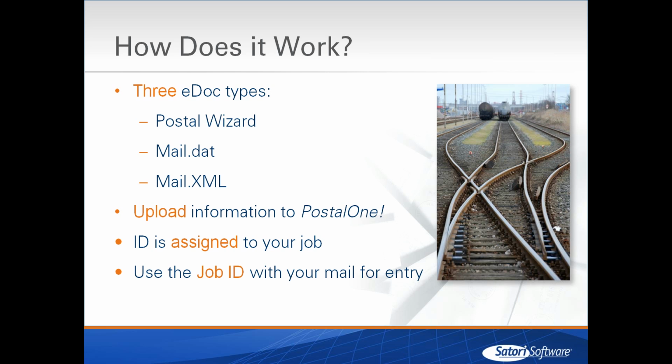Now, with all 3 of these different types of electronic documentation, you'll be sending all this information directly into Postal One, and when it does that, then you're going to get a job ID that's going to be assigned to your mailing. So rather than printing out your postage statement and taking that to the post office so they can enter it into the system, you'll just take this job ID with you along with your trays and your tray barcodes and everything, and the postal clerk will be able to look up your job based on that ID and be able to enter the mail.